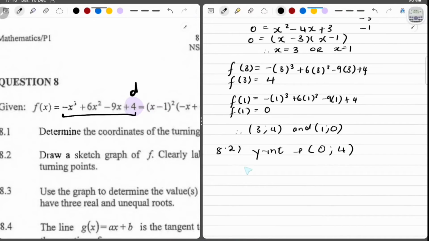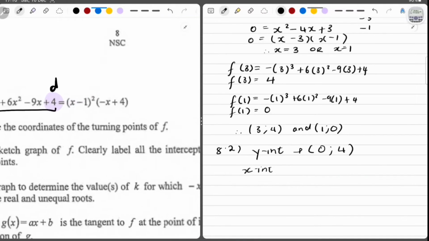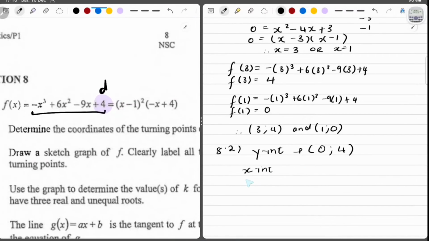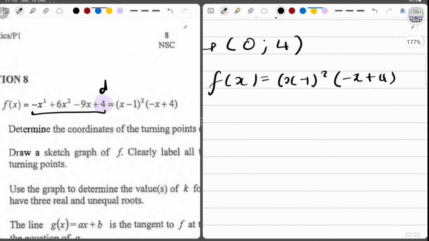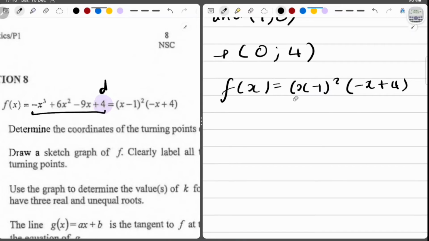So we got that sorted out. Now we just have to clear up the x-intercepts. They've already factorized this for you. So I'm just going to say f(x) is equal to (x minus 1) all squared times (negative x plus 4), and I'm going to simplify this. As you can see, this format is the type where you have an x-intercept that is also a turning point. Just take note of that.